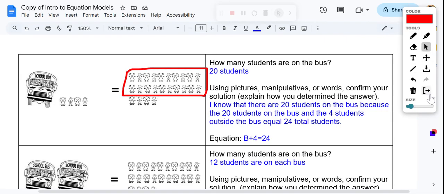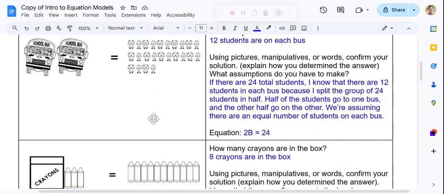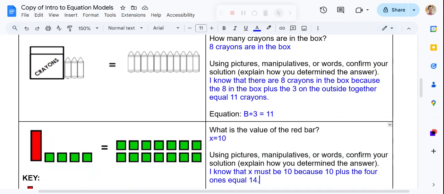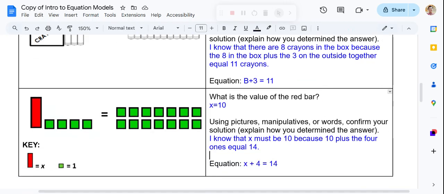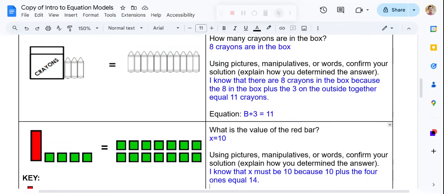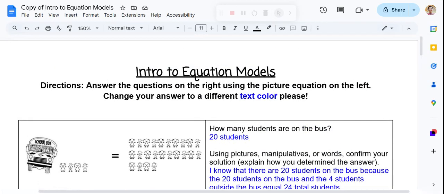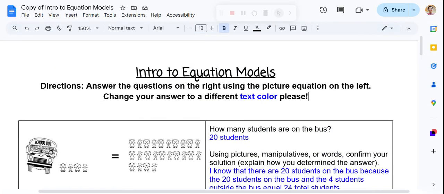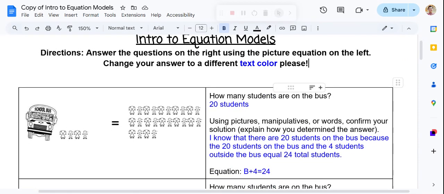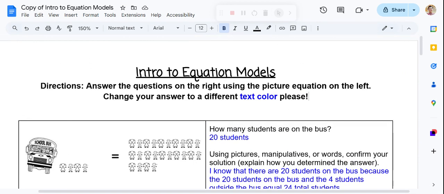But anyways, a lot of these types of equations that we're doing in class this year, you'll be able to reason, you'll be able to think and say, well, it has to be this number, or it can't be this number. We'll go into more details in class on how we can solve equations using inverse operations. But this is Intro to Equation Models. Hope that helps.